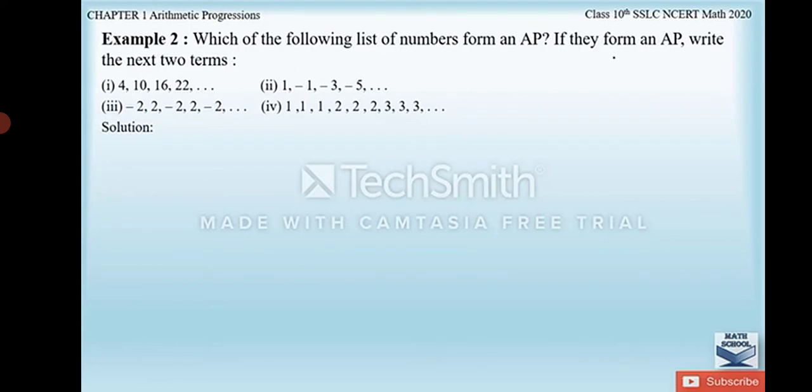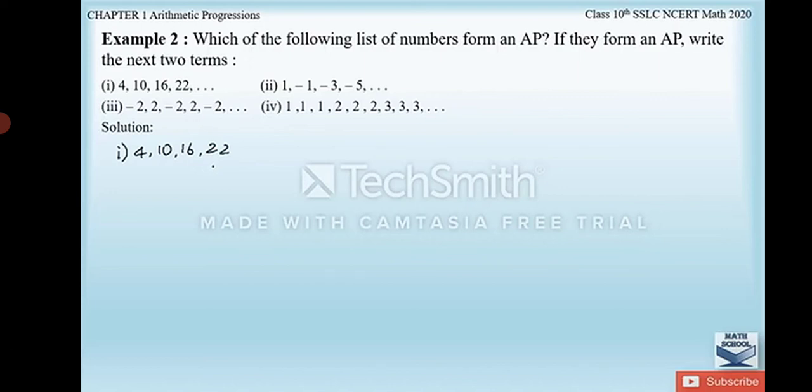Next, example number 2. Which of the following lists of numbers form an AP? If they form an AP, write the next two terms. Number 1: 4, 10, 16, 22. Number 2: 1, minus 1, minus 3, minus 5. Number 3: minus 2, 2, minus 2, 2, minus 2 and so on. Number 4: 1, 1, 1, 2, 2, 2, 3, 3, 3. So, number 1: 4, 10, 16, 22.